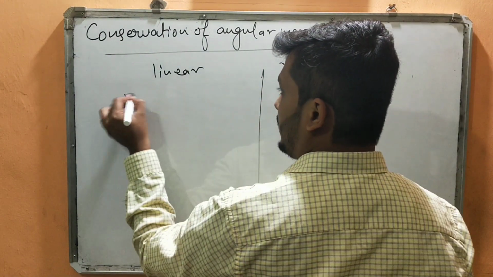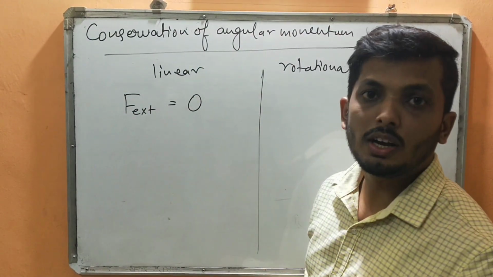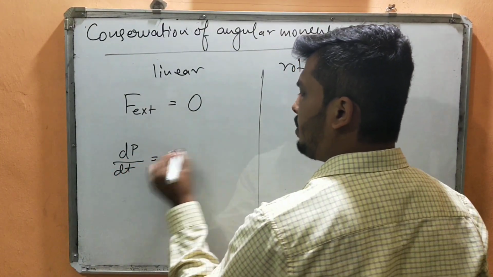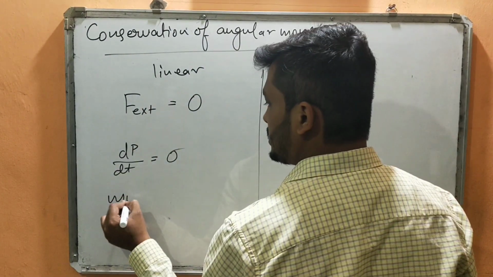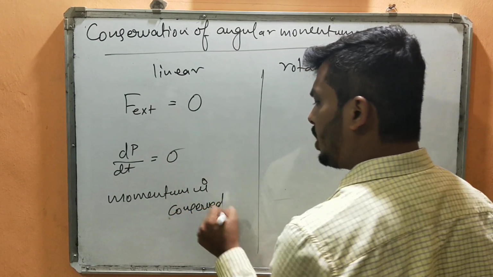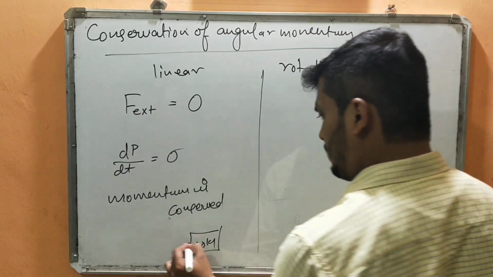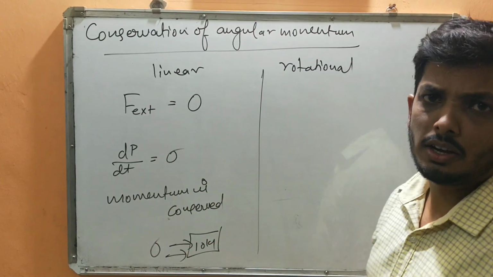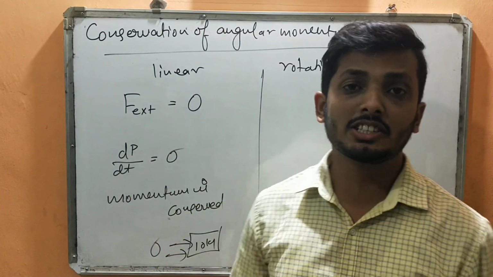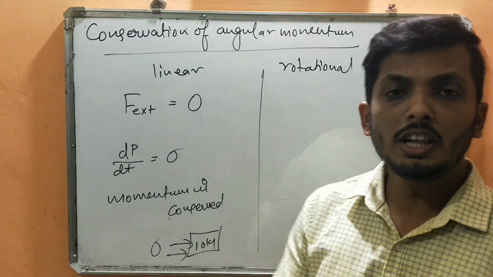Now if the net external force acting on a body is 0, what is the momentum of that body? Then dp by dt, the change in momentum, will be 0. This way the momentum is conserved, right? Momentum is conserved. Got it? Suppose there is a body of mass 10 kilogram and on that body the net force, the total force acting on that body, is 0. Which force am I considering? The external force. Look here, I have written external force. If the external force acting on that body is 0, will its momentum change?